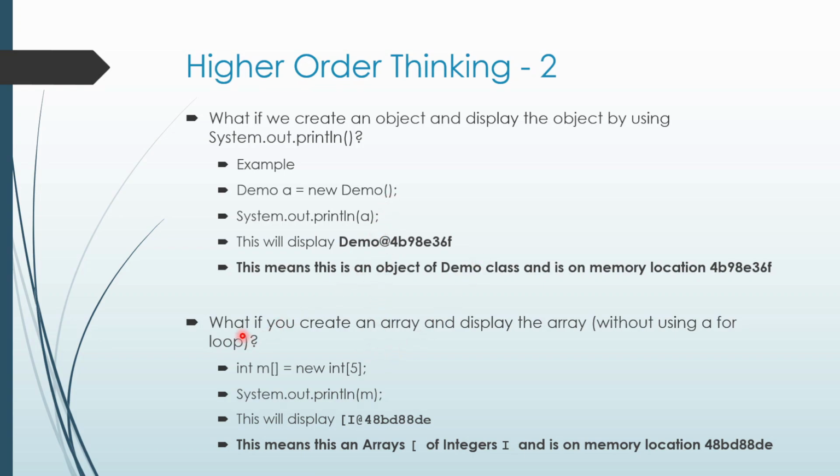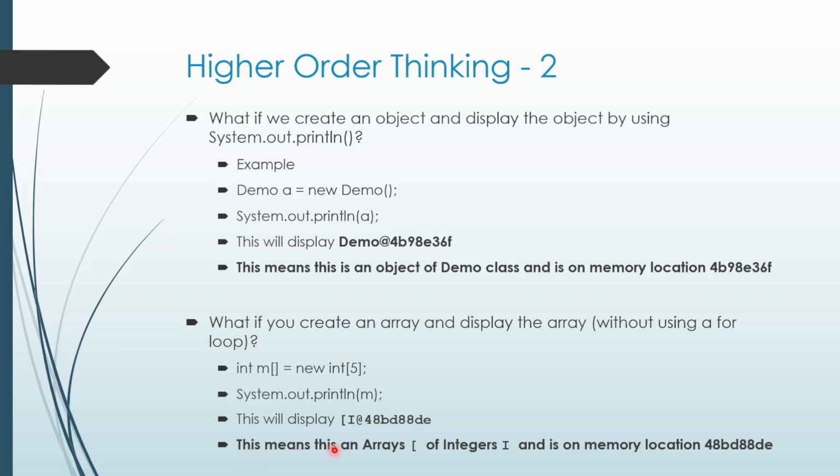Now similarly, what if you create an array and display the array? By the way, if I need to create an array and display the values in the array, I say M0 or M1 or M whatever. I don't say M. So what if I say M? Suppose I've created an array called M, which is of 5 elements, and I say system.out.println M. I did not say M0, M1, I just wrote M. Now this will display something like this. It will display a square bracket I at the rate so and so.